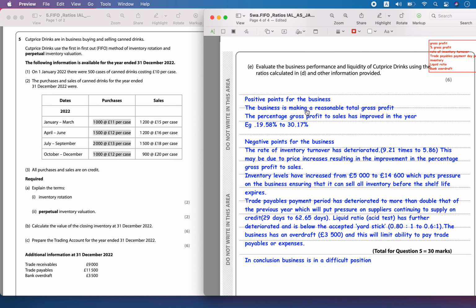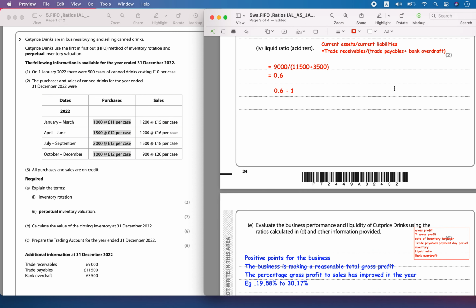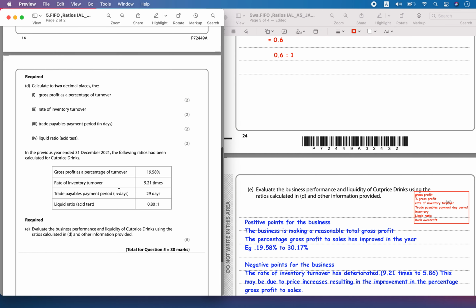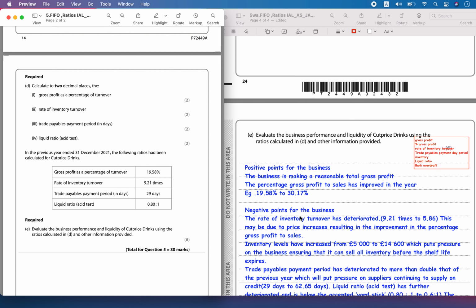Then you have to evaluate the business performance and liquidity of Cut Price Drinks using the ratios calculated in D and other information provided. So first, we know that for business performance and liquidity we have to analyze the ratios. We have to consider gross profit percentage, rate of inventory turnover, trade payables payment period, okay, then liquid ratio and bank overdraft. So we have to consider all those from the previous years and write.